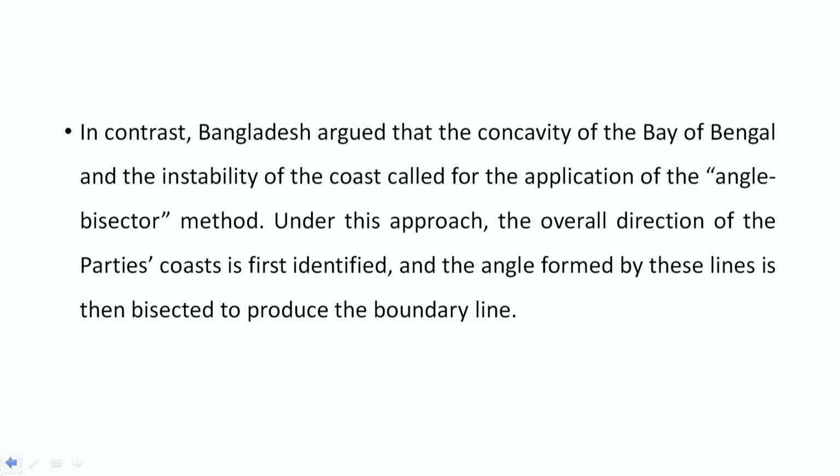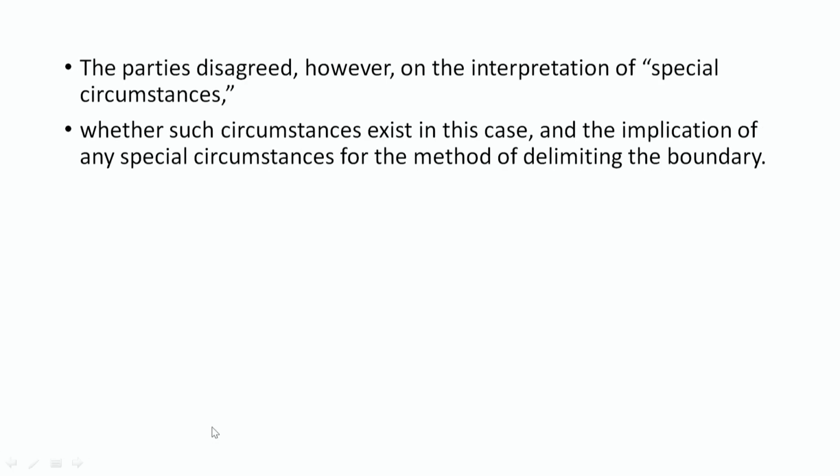In contrast, Bangladesh argued that the concavity of the Bay of Bengal and instability of the coast called for the application of the angle bisector method. Under this approach, the overall direction of the parties' coasts is first identified. The angle formed by these lines is then bisected to produce the boundary line. Now, let's take a look at the map and what it was stating. We take into consideration the map between India and Bangladesh.